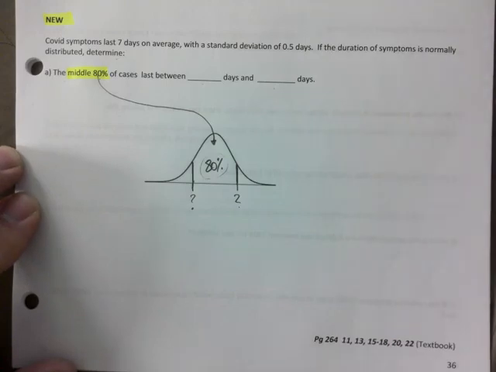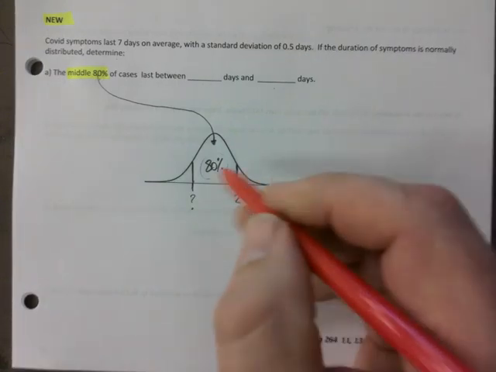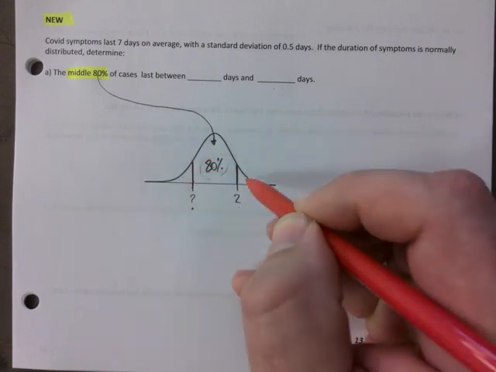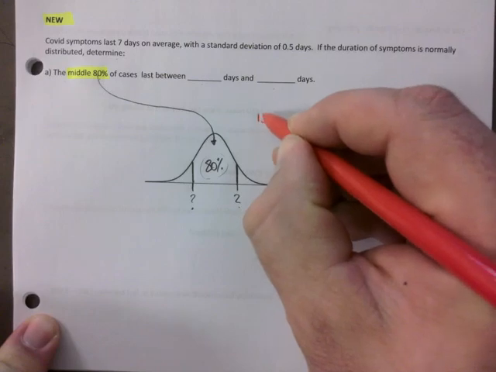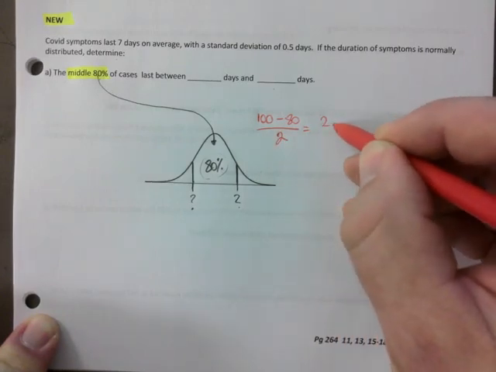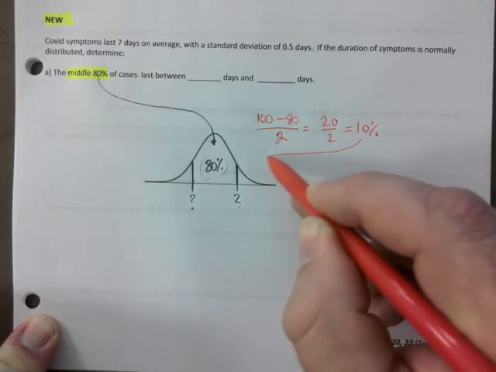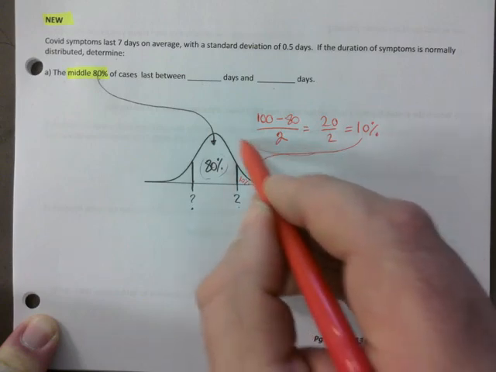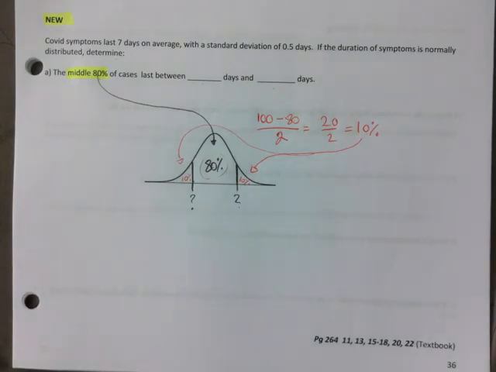Okay, follow me here. I'm going to use a red pen for this one. Let's fill in what percentages we could find out. If 80% is already taken, what are both of these going to be? 10 and 10, right? I'm going to go 100 minus 80 divided by 2. So that's 20 divided by 2, which is 10%. So we use the symmetry of this curve. So that means that this is 10% and that is 10%.